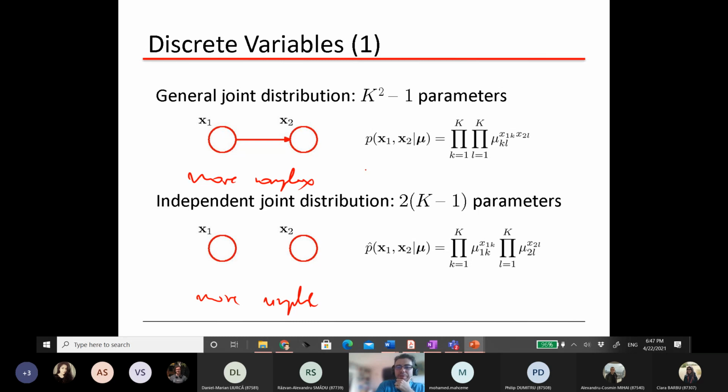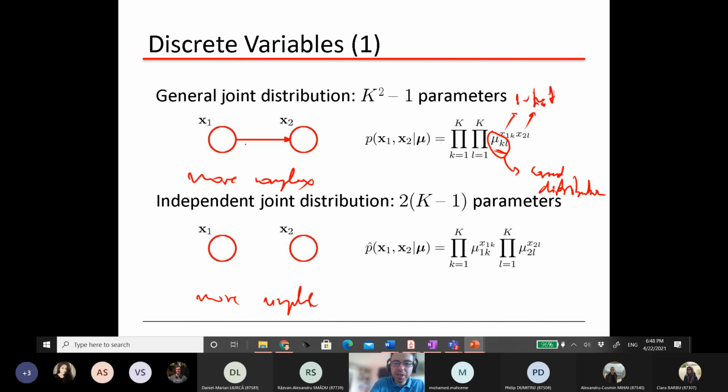And now let's see how many parameters we require. So in this situation, it's p of x1 and x2 given mu. They are not independent. If they are not independent, it means that here we actually have a matrix mu kl power x1k x2l. Using a similar notation, this is one hot encoded, and this one is also one hot encoded. Both of them are one hot encoded, and this is why it works to have this notation. So we actually have a matrix, and this matrix needs to be a correct distribution. Therefore, we need to compute k power 2 minus 1, because the last one will be 1 minus all the others. Cool. So here we have k power 2 minus 1 parameters.